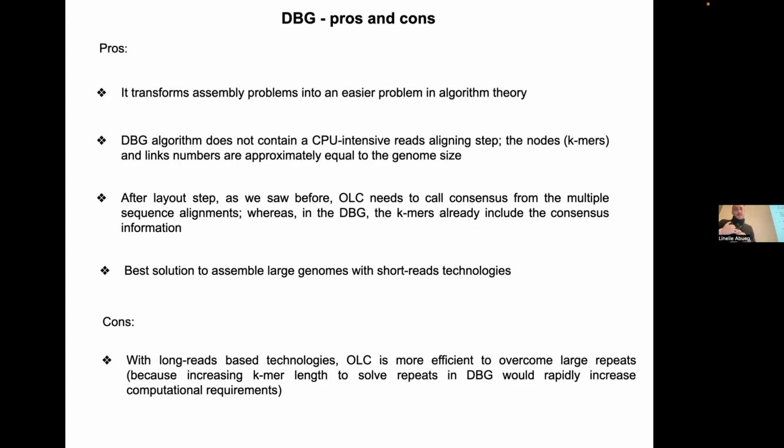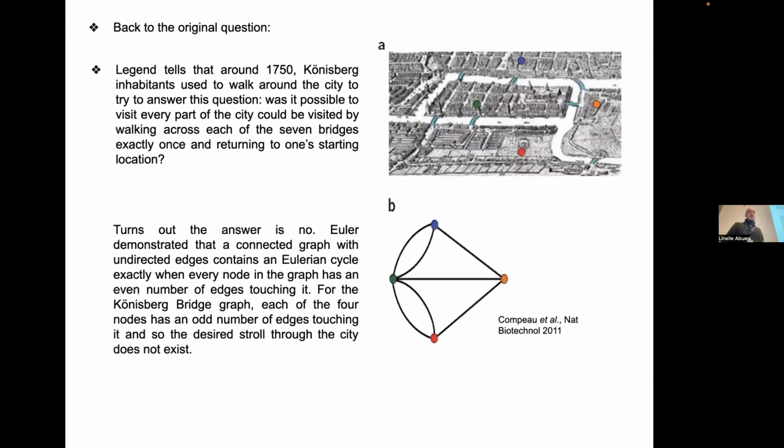What else? There is essentially no consensus step needed. Remember, there was this step where you had to pile up the reads and find the optimal sequence. When you have dissected the genome into k-mers, there is nothing else left to be done. If you find the Eulerian path through the graph, that's already your final consensus sequence. So it's the best solution to assemble large genomes with short reads, essentially. The problem is, again, if you have large repeats, the de Bruijn graph approach will fail and will leave your graph disconnected.